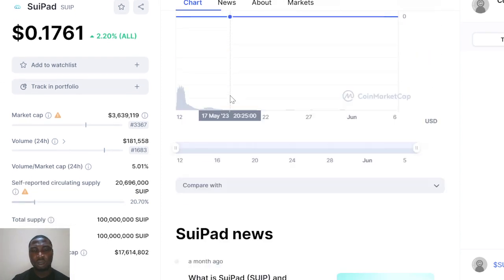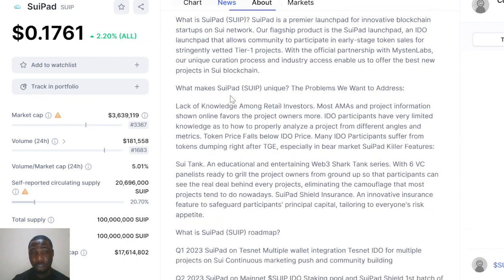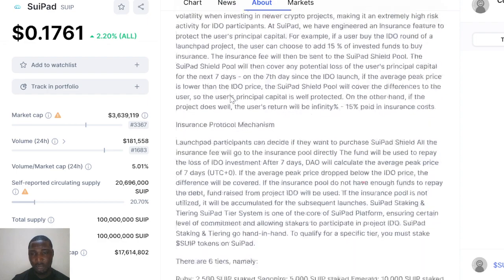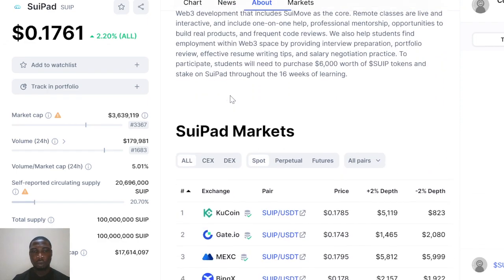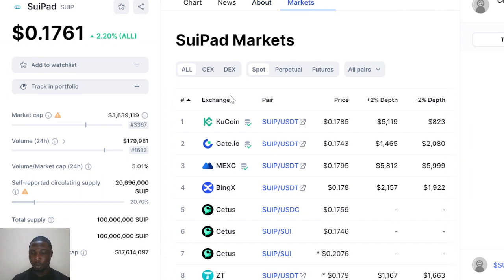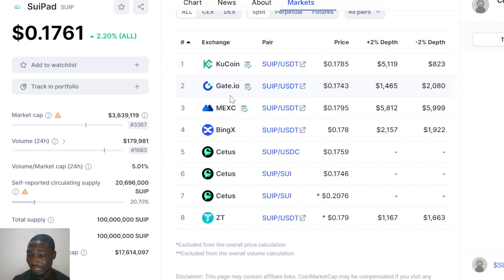Now let's check what we need to check about this project. We all know what the project is about, and I will come back to that. But first I want to check which markets we have it on, and which market you can actually purchase this coin on. It's on KuCoin, it's on gate.io. We have a lot, but our advice is purchasing it on gate.io.